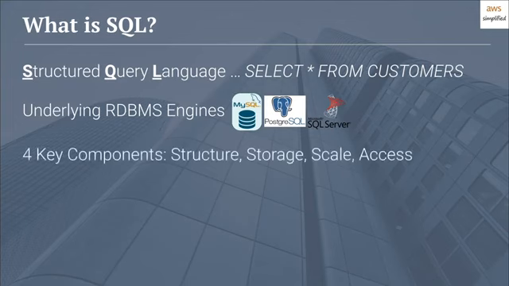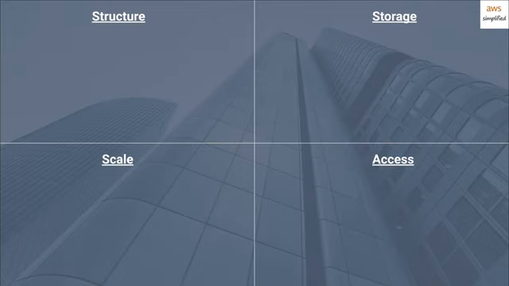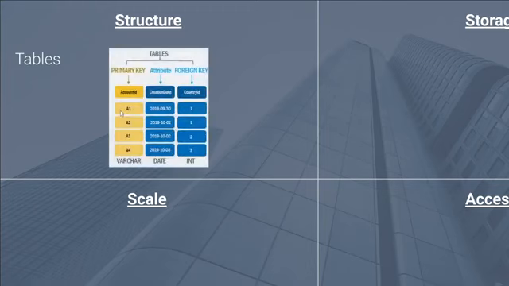There are four key components that I like to talk about with databases: structure, storage, scale, and access. Let's quickly go through these and talk about how they relate to SQL. Starting in the top left with structure, you typically interact with tables in a relational database engine. As an example, we have an accounts table here, and a table consists of rows and columns.